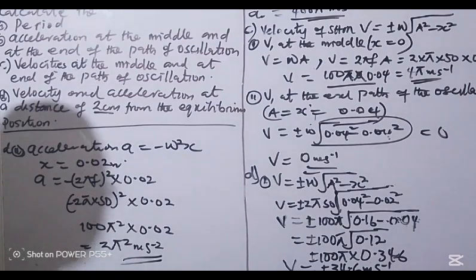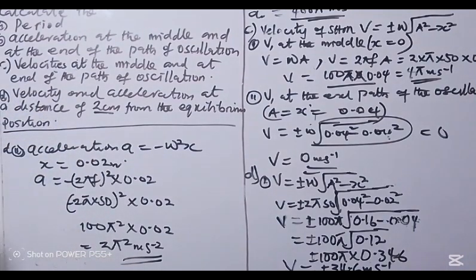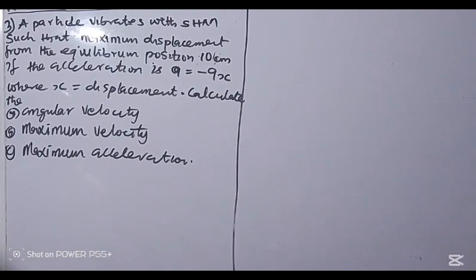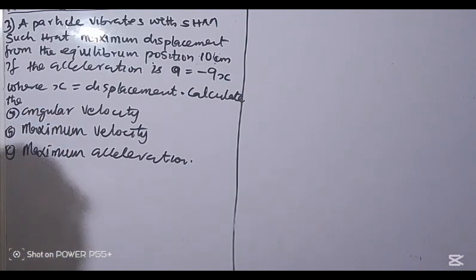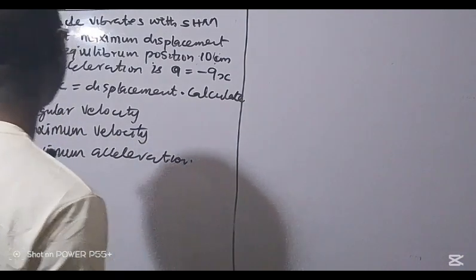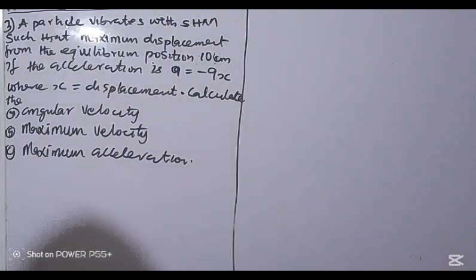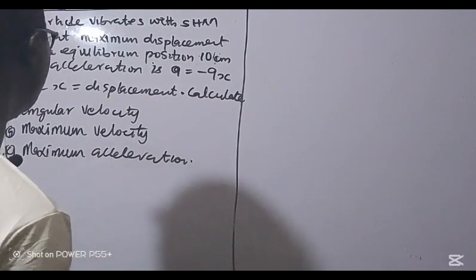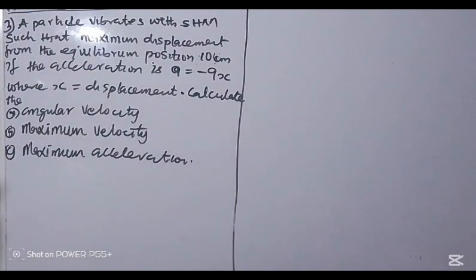Let's take this one as example 3. A particle vibrates with simple harmonic motion such that the maximum displacement from the equilibrium position is 10 centimeters. If the acceleration is A equal to minus 9x, where x is displacement, calculate A, the angular velocity, B, maximum velocity, and C, maximum acceleration.